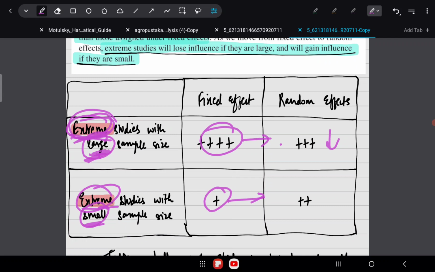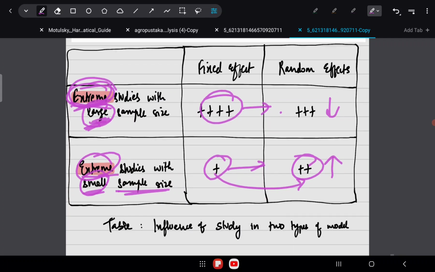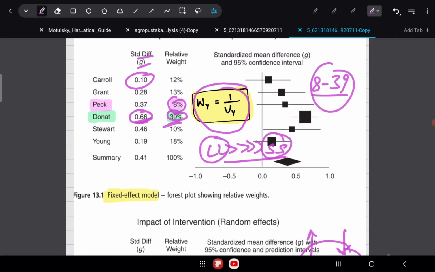And you can see that if there was any small study with an extreme effect size, then the importance of that will increase because the weights will become more balanced. The weight will increase as we go to random effect modeling. So the relative importance of an extreme study with small sample size will relatively increase. And this is very obvious in this example, in this forest plot.